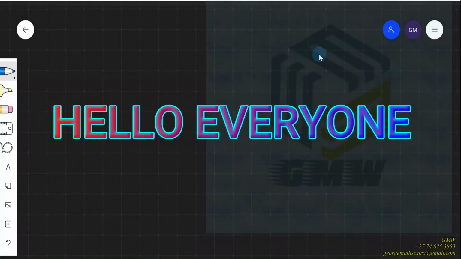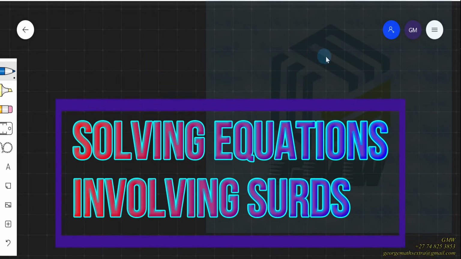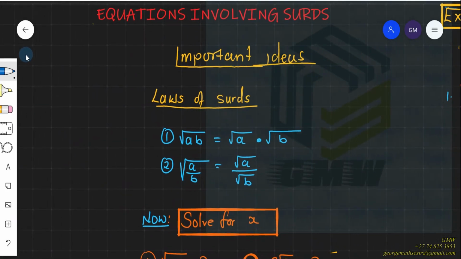Hello everyone. Today we are going to be looking at algebra, how to solve equations involving sets. Now, for us to be able to solve equations involving sets, we need to remember a bit of a recap, just a reminder of the laws of sets. The first law says the square root of AB is equal to the square root of A multiplied by the square root of B. Then number 2, the square root of A over B is the same as the square root of A divided by the square root of B.